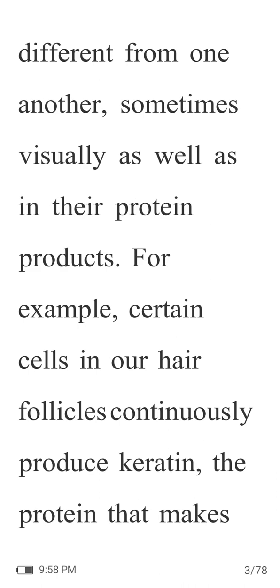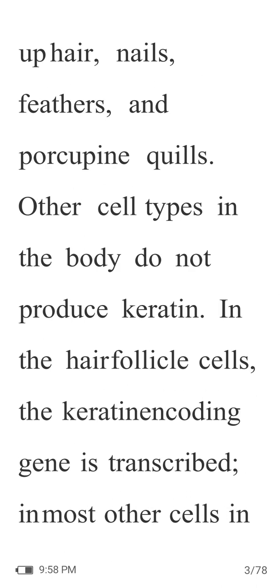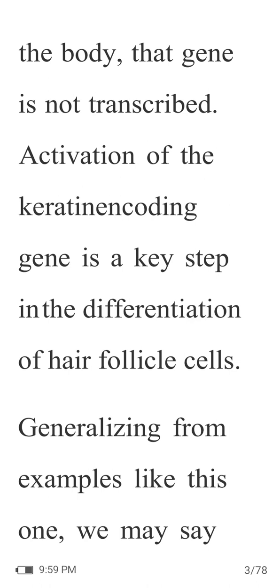Differentiated cells are recognizably different from one another, sometimes visibly as well as in their protein products. For example, certain cells in our hair follicles continuously produce keratin, the protein that makes up hair, nails, feathers, and porcupine quills. Other cell types in the body do not produce keratin. In the hair follicle cells, the keratin-encoding gene is transcribed. In most other cells in the body, that gene is not transcribed. Activation of the keratin-coding gene is a key step in the differentiation of hair follicle cells.